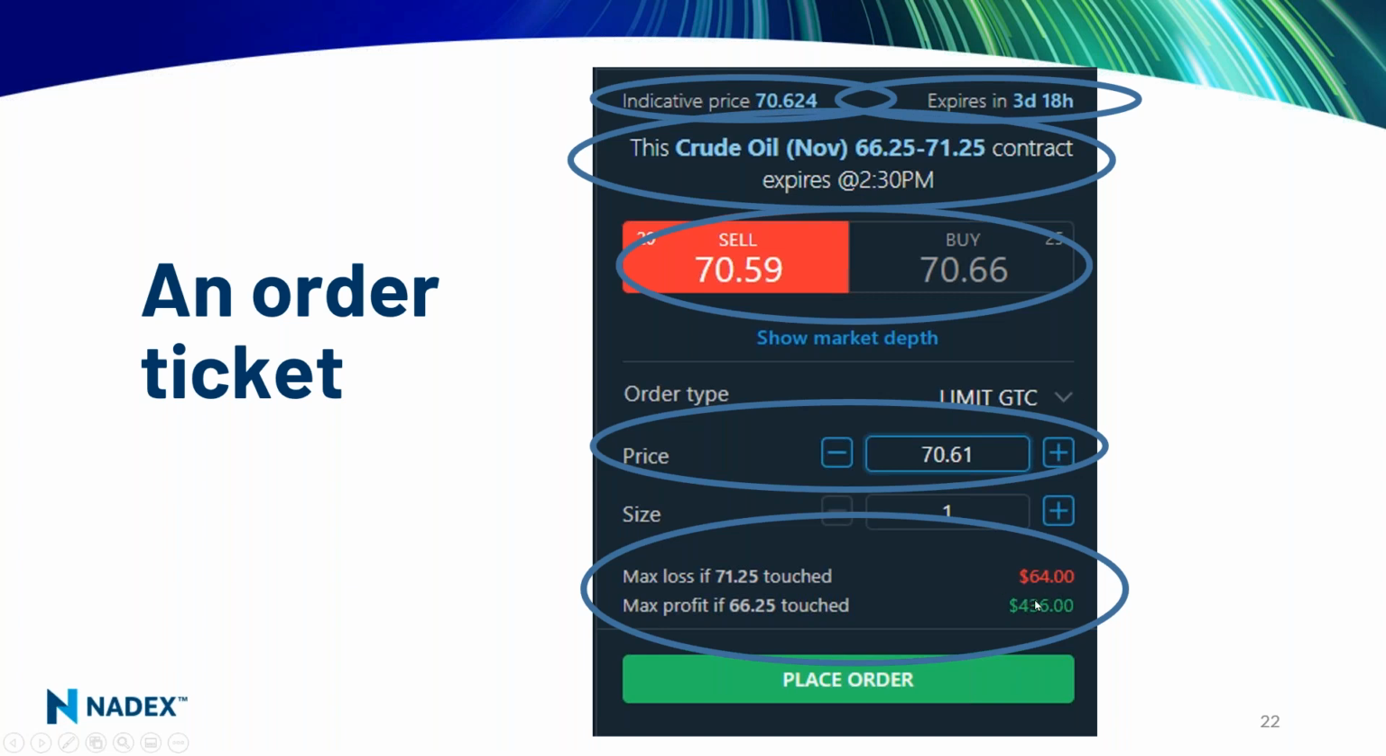And your maximum reward would be if it went all the way down to 66.25, the floor, and you can make $400. All right, that is an order ticket. It is a Delta One product. It is very clear. You're buying it if you think it's going up. You're selling it if you think it's going down. The price you're trading is going to be right around the indicative price, and you've got your clear knockout levels where you would get knocked out at the floor or at the ceiling.